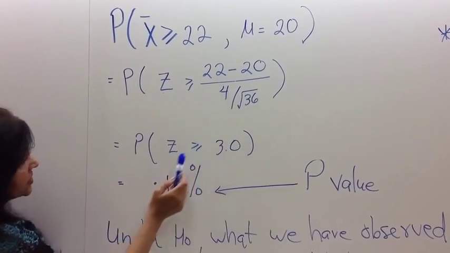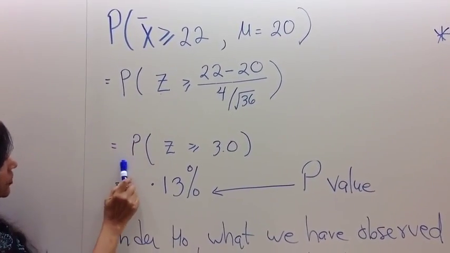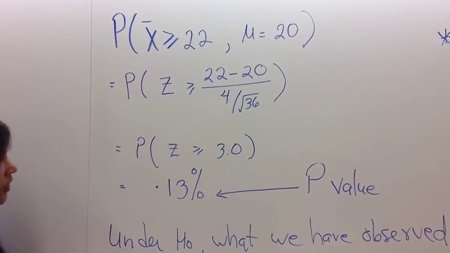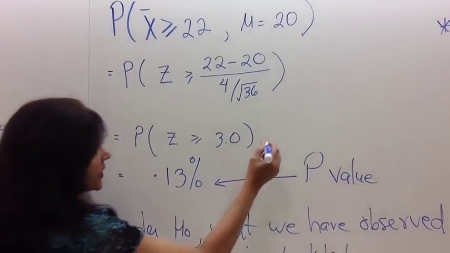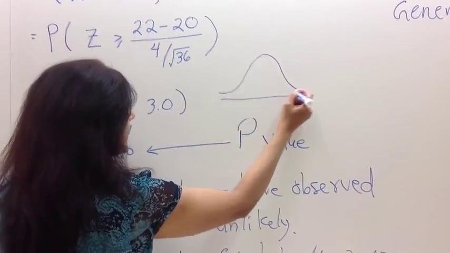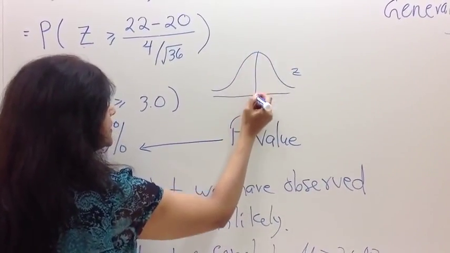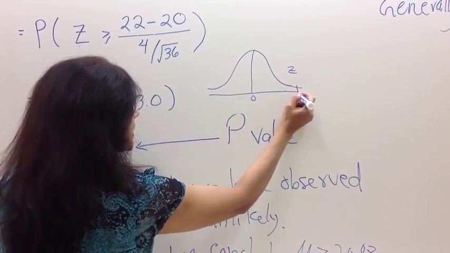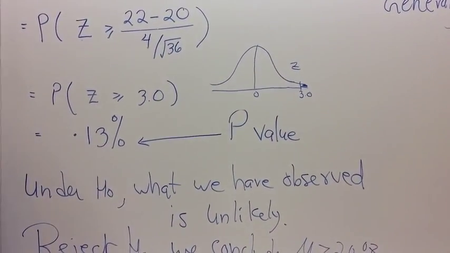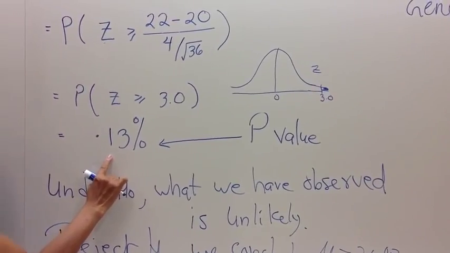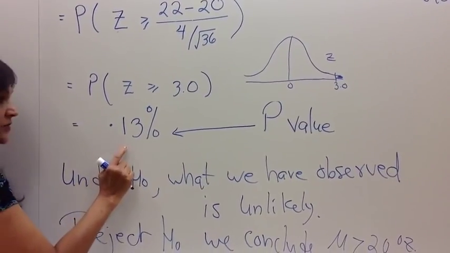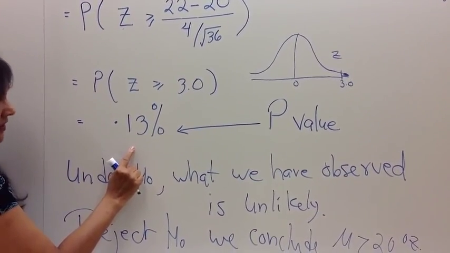And if you do this calculation, it turns out that we are calculating the probability that z is greater than or equal to 3. How do we calculate this probability? Well, one way is to read the normal table, or you could use the graphing calculator. This is a typical graph of z-scores, mean being 0. So the question is, what's the probability that z could be as high as or higher than 3? From the normal table, that probability turns out to be 0.13% or 0.0013. This probability is called the p-value.